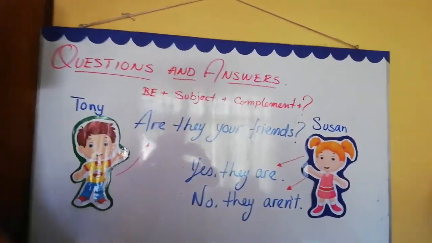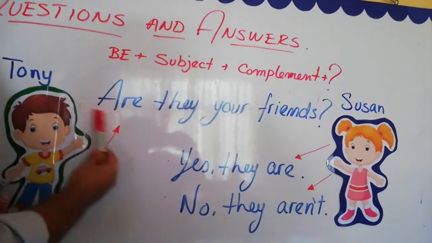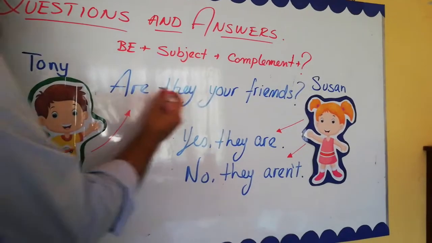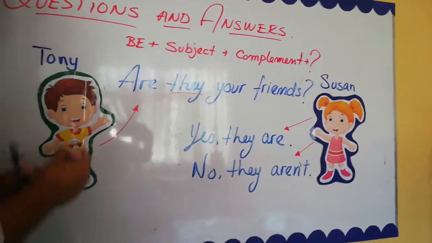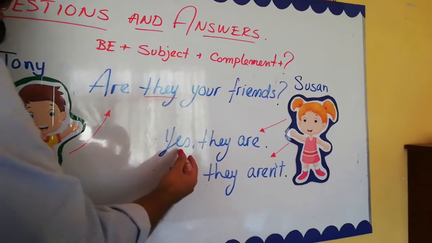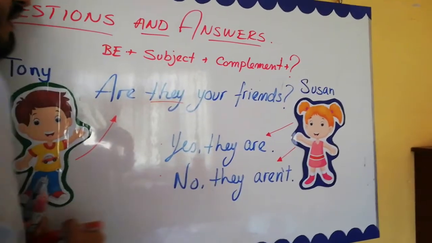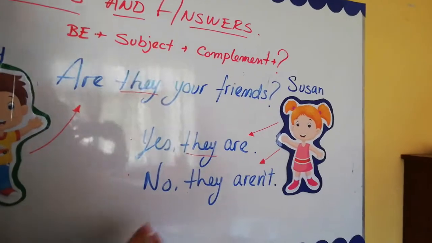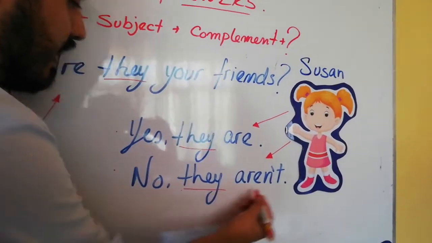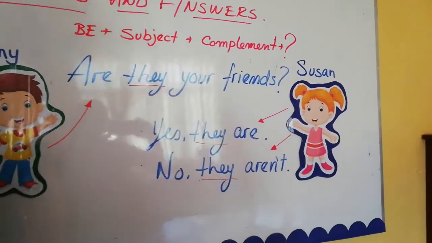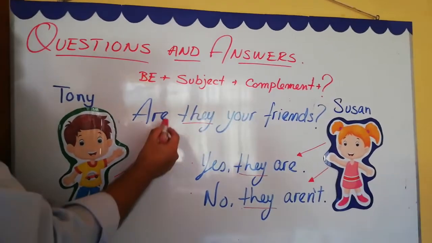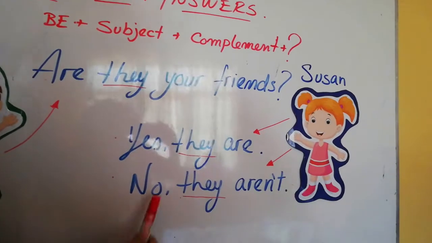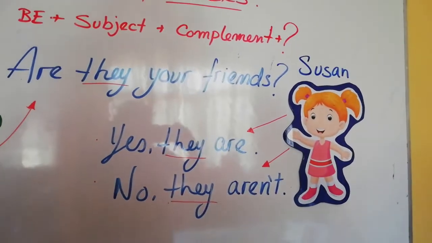Now, guys, let's work with the verb be are. Are they your friends? In positive, yes, they are. In negative, no, they aren't. Okay? But again, are they your friends? Yes, they are. No, they aren't.